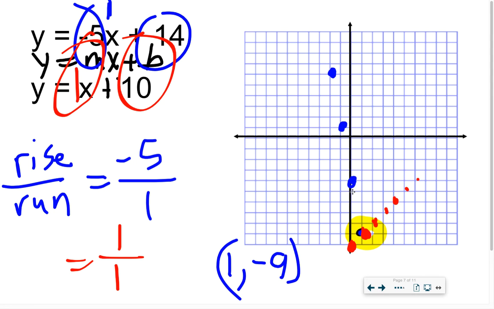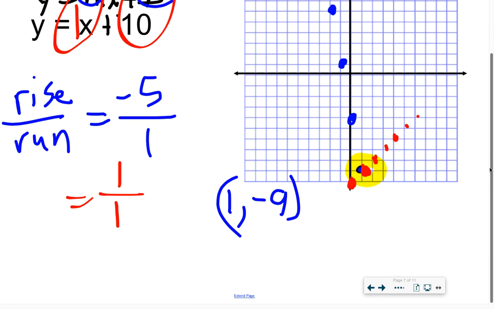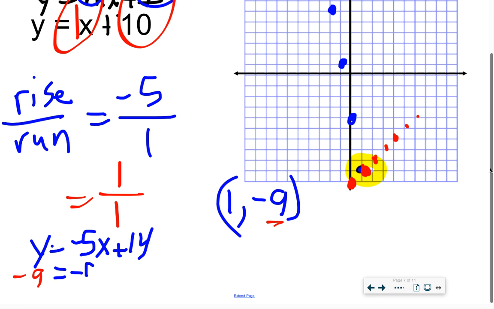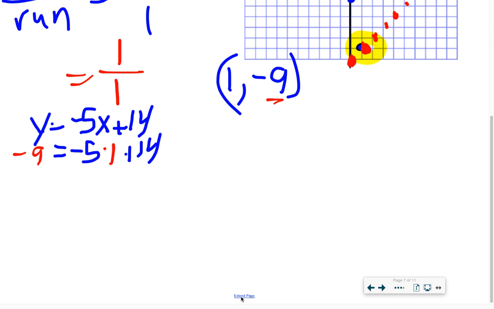That is our solution. Now again, if it says to check your coordinate, that means you're going to plug it in. So that first equation, it was y equals a negative 5x plus 14. Plug it in. So for the y value, negative 9 equals negative 5 times your 1 plus 14. And then in that right there, you can do it all in one fell swoop. Use a calculator or mental math. Negative 5 times 1 is a negative 5. Add that to 14, you get negative 9. Hey, does negative 9 equal negative 9? That's a truth statement. Awesome.